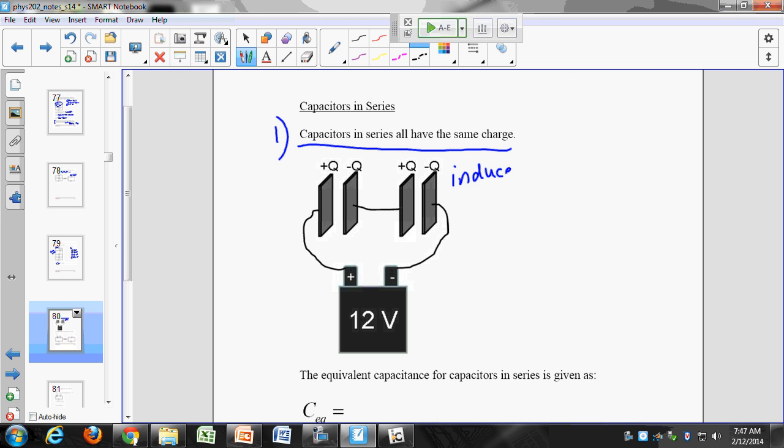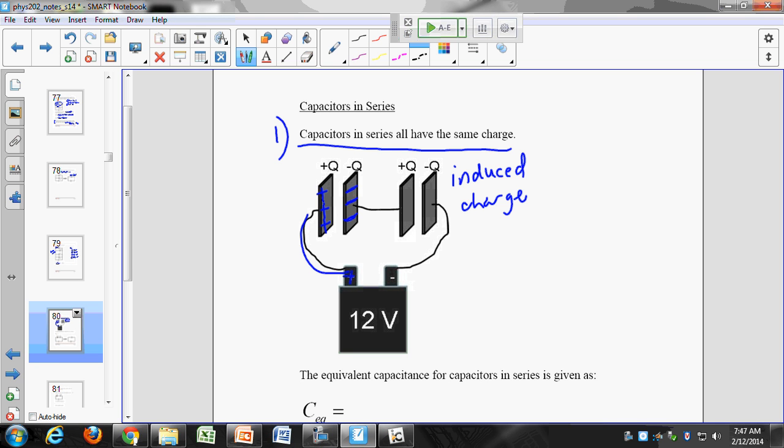Induced charge. I get charges on this plate that are positive. That's just because it's hooked up to the positive terminal of this battery. And because I have those positive charges there, I get negative charges on this plate.